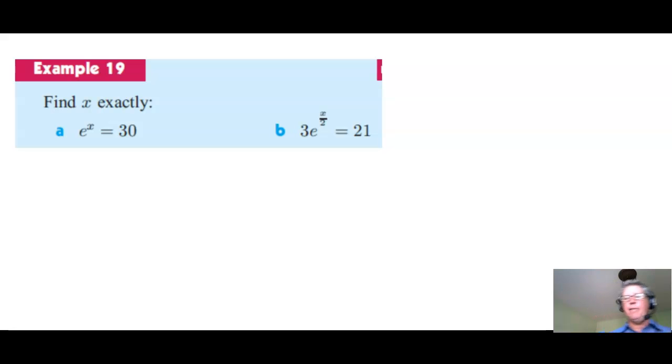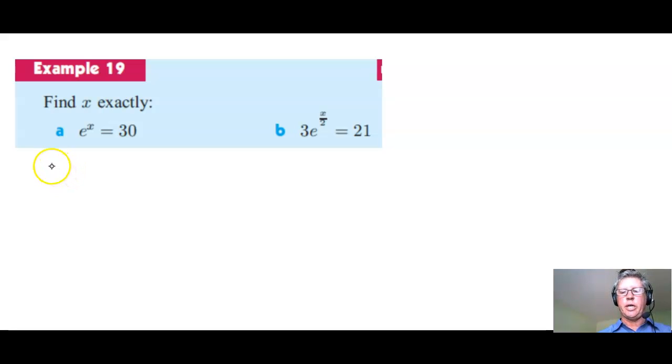All right, find x exactly. We've got e to the x equals 30. So e is a base that we're going to want to be really confident in, and it really should associate to natural log or log base e. So I'm going to rewrite this in logarithmic form.